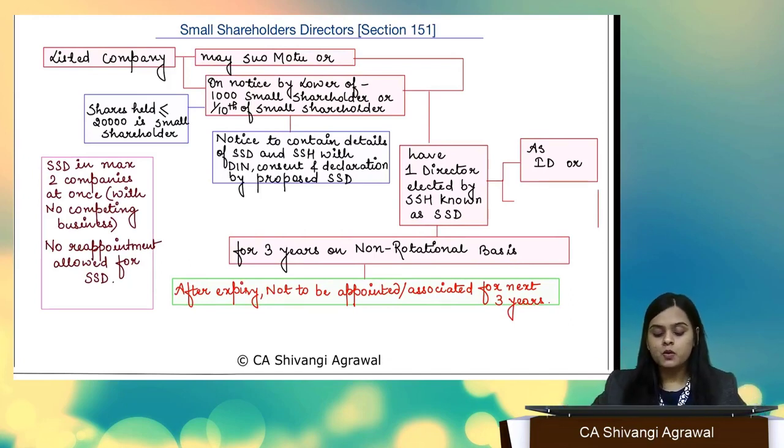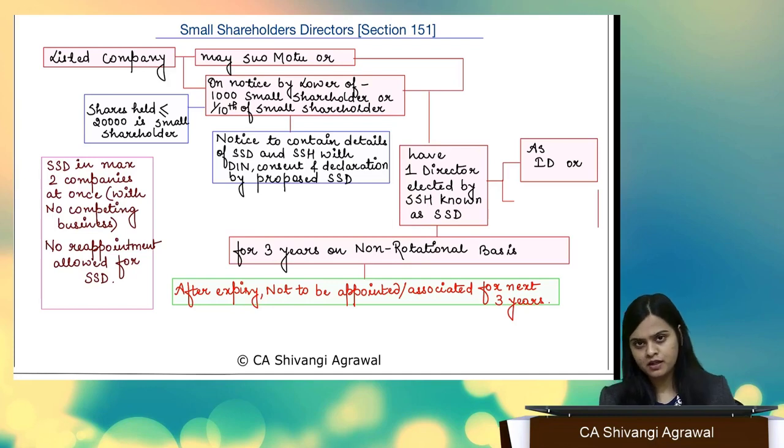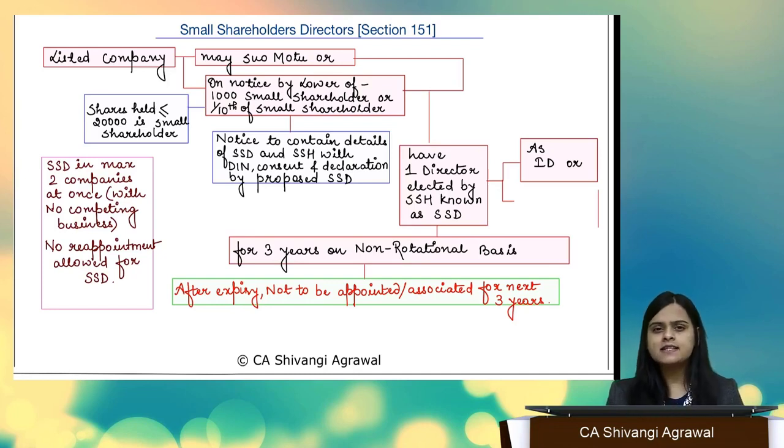SSD, Small Shareholders Director. Who are SSD? The directors who are elected by the small shareholders. Who are small shareholders? Small shareholders are the shareholders who hold shares of the company with face value of less than or equal to 20,000. So they are considered as small shareholders. Now this section applies to listed companies and it is discretionary.